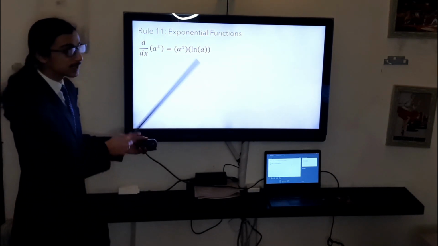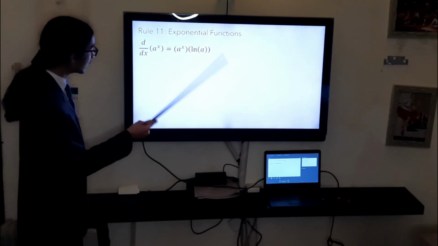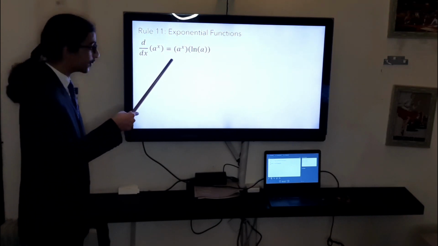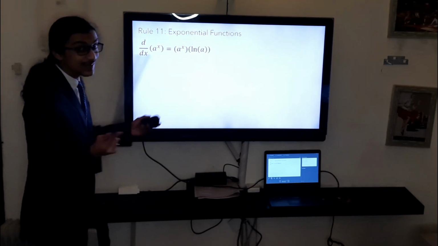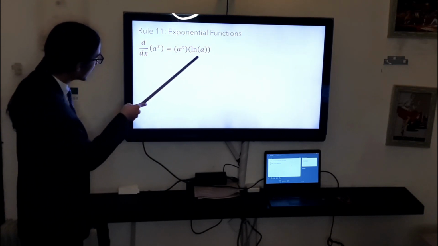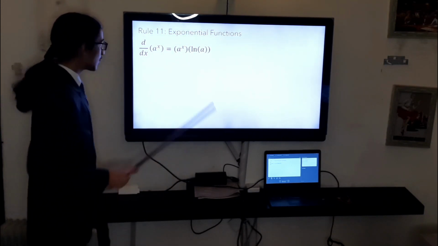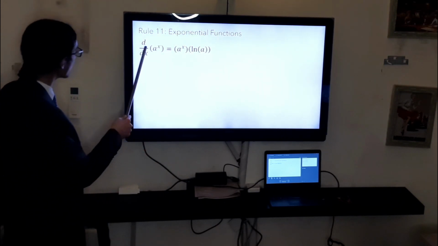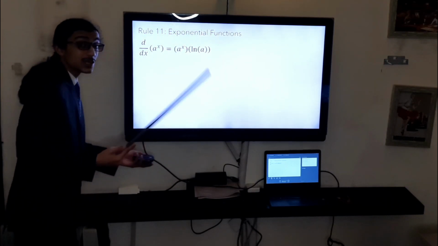So this is quite interesting. The exponential function's derivative is proportional to itself, right? It's nearly equal to itself. It's just offset by this ln of a, right? So the derivative of a to the power x is just a to the power x into ln of a.